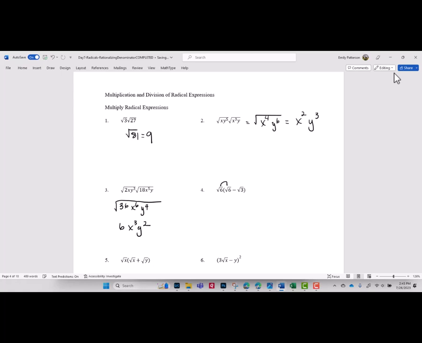I can go the square root of 6 times the square root of 6, which is the square root of 36. I can do the square root of 6 times the square root of 3, which is square root of 18. And of course, simplify any radical that you possibly can.